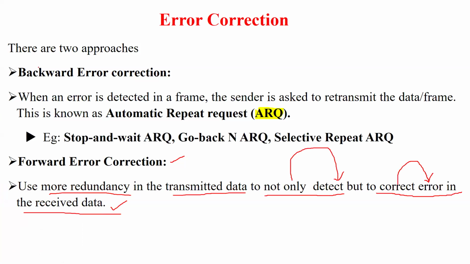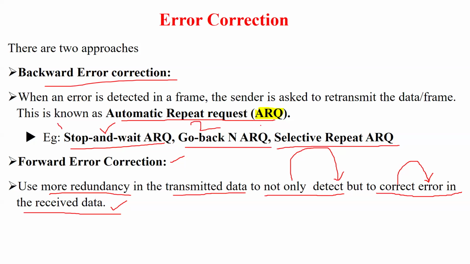For example, the backward error corrections are stop and wait ARQ, which is automatic repeat request, stop and wait, and go back N ARQ, and selective repeat ARQ. These three topics, 1, 2, and 3, come under your data link control flow.